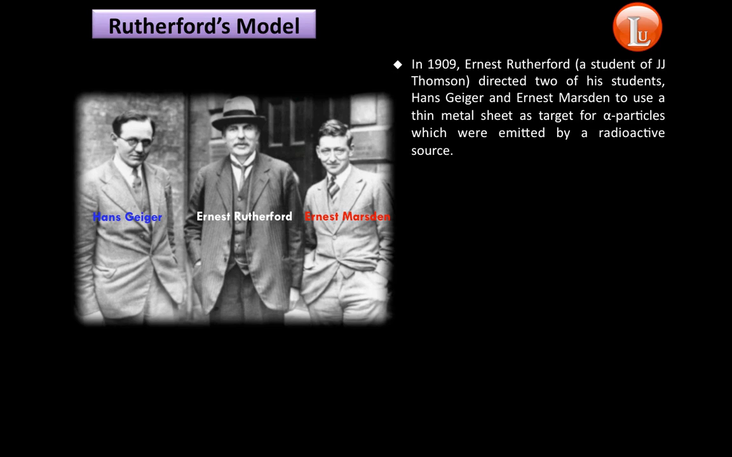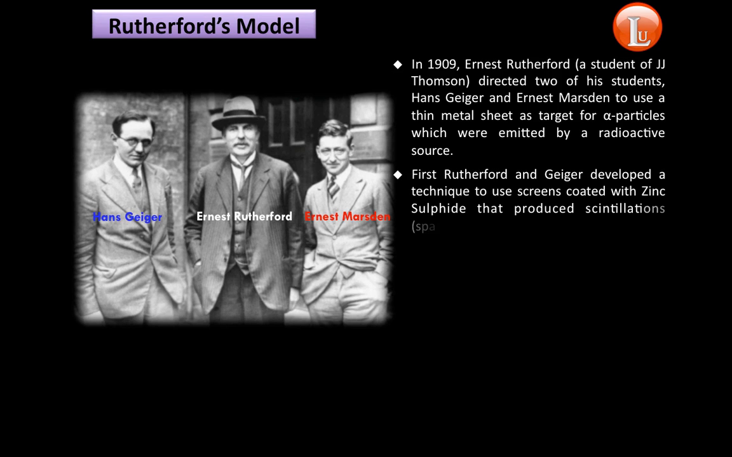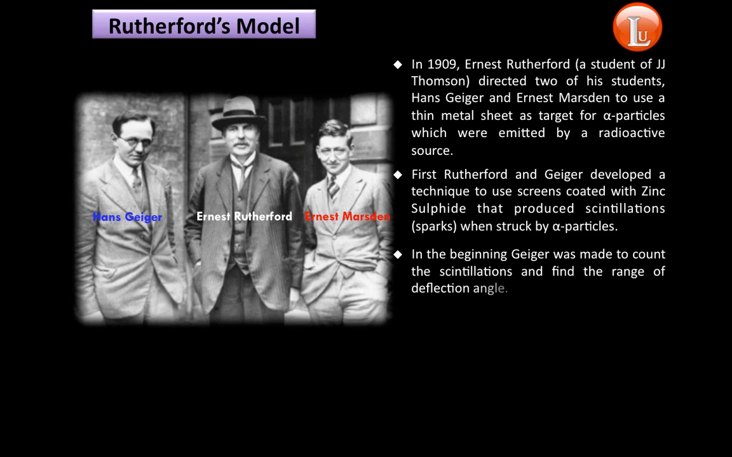They chose gold as the metal since gold is highly malleable and ductile. The next problem was to devise a screen that would fluoresce when alpha particles hit it. Geiger and Rutherford devised a screen that was coated with zinc sulfide. It produced sparks called scintillations when alpha particles struck its surface. Often, Geiger would be left in a darkened room to count the scintillations, which was an essential part of the experiment. In the experiment, Rutherford directed Geiger to find the deflection angle of the alpha particles after passing through the gold foil.